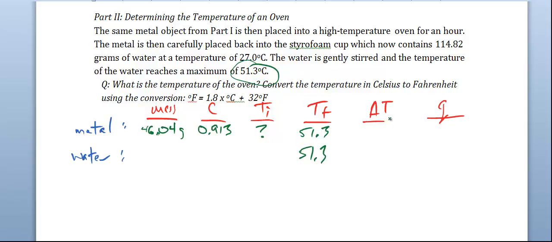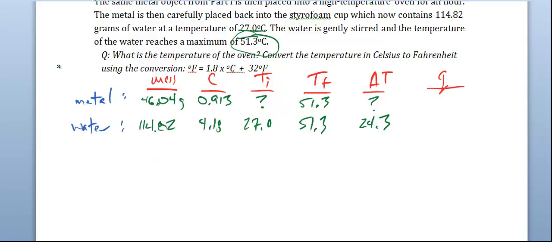The delta T for the metal we don't know, but we're going to be able to calculate that in a moment. The delta T for the water was 24.3 degrees. If you take 51.3 and subtract 27.0, that's positive 24.3. Backing up, the mass of the water is 114.82. Specific heat still 4.18, and the initial temperature of the water is listed as 27.0 degrees. Just as last time, we have enough data on the water to determine how much heat was absorbed, and so that's a good place to start.